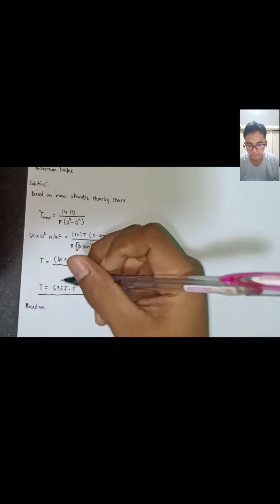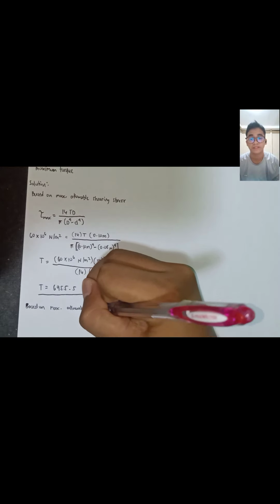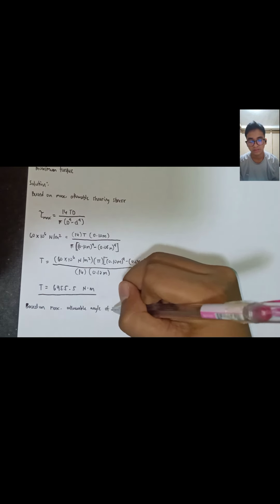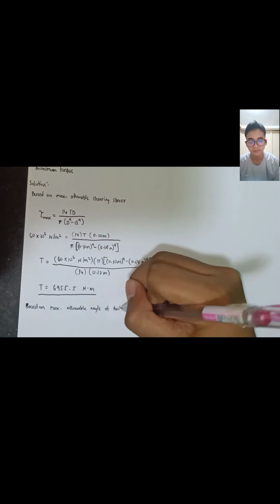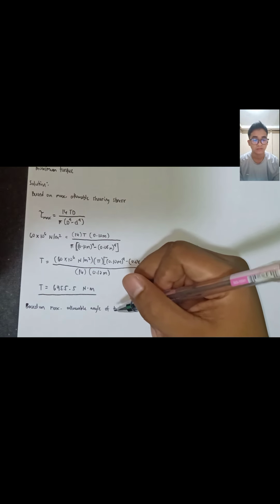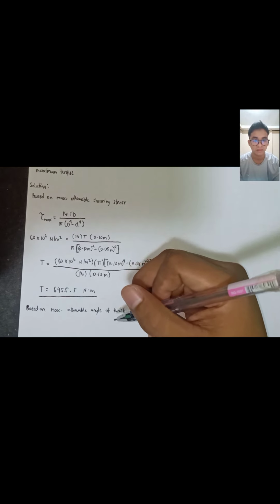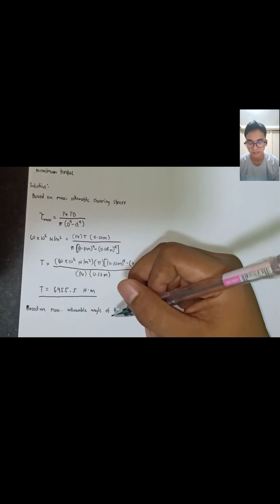So, next, solve na rin natin yung torque based on maximum allowable angle of twist. Base dito sa given, dalawa yung solve natin para malaman kung alin yung dapat na gamitin.